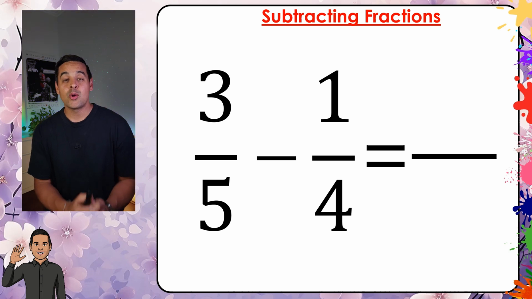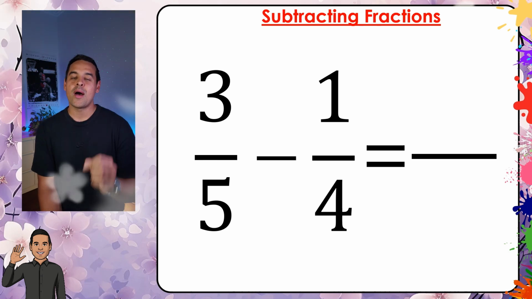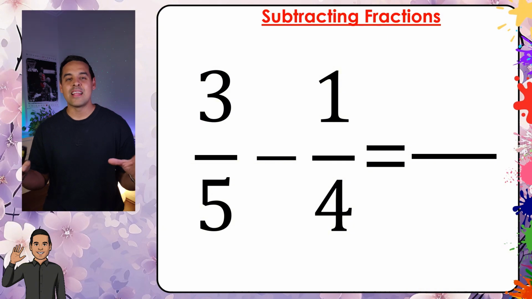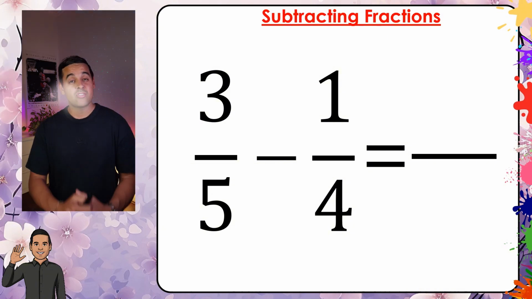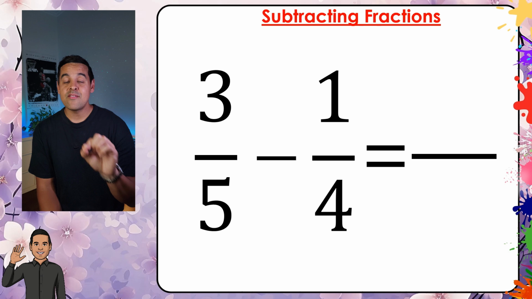Now we have the new question here: 3 over 5 take away 1 over 4. What is the lowest common multiple between the numbers 5 and 4?